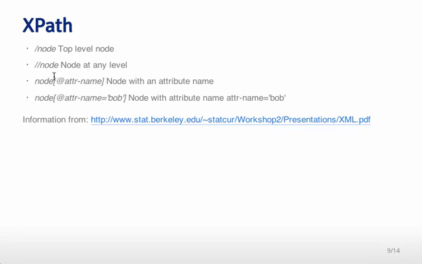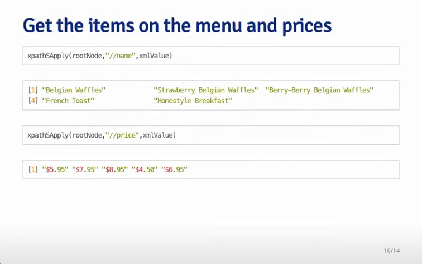The first thing you're going to be looking at is the top level node of each element, and you get that with a / node. The node at any level is / node. Then you can extract specific nodes with specific attributes, and we'll talk about how to do that over the next couple of slides. The first thing you're going to want to be able to do is get the items on the menu and their prices. To do that, we're again going to use this XPath sapply, but now we're going to be a little bit more targeted about which data we're going to be extracting.